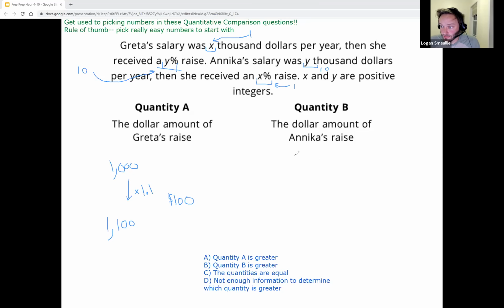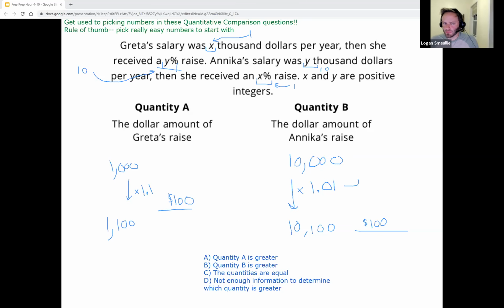Let's test the other side. I have a $10,000 salary times 1.01. That's my 1% increase. And if you got to go to the calculator for that, that's all right. I'm going to do it right now just to check my work. But I got 10,100. Also a $100 increase. Weird.